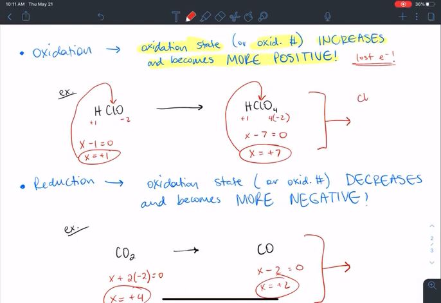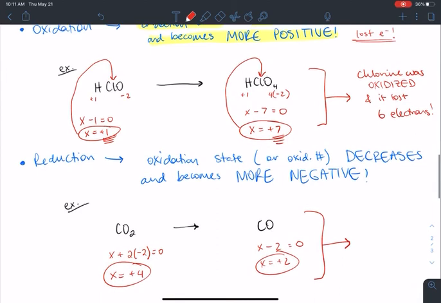So what we know is that chlorine was oxidized and it lost 6 electrons, right? It went from +1 to +7. We know electrons have a -1 charge. The more electrons you take away, the more positive the ion becomes. So that means that it lost 6 electrons.